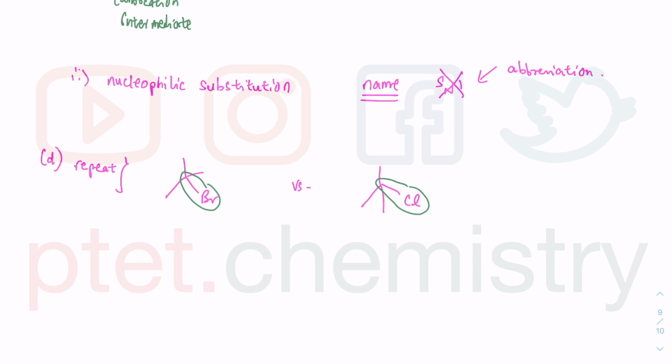I will first like to explain. If I just go to my data booklet and find bond energy, I want to locate the bond energy for carbon-bromine as well as carbon-chlorine. Carbon-chlorine has a bond energy of 340 kilojoules per mole. Carbon-bromine is actually a longer covalent bond because bromine is below chlorine. Bromine is a bigger atom than chlorine. Carbon-bromine is a longer covalent bond than carbon-chlorine, and therefore this bond is bound to be weaker.